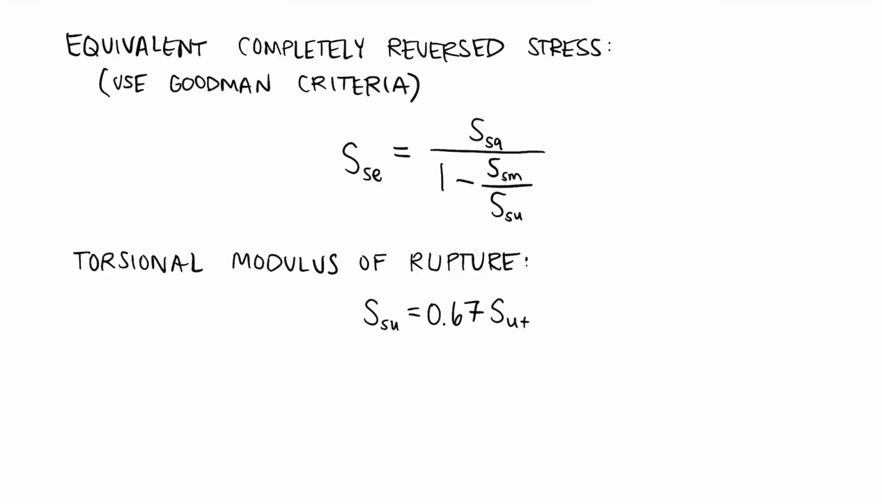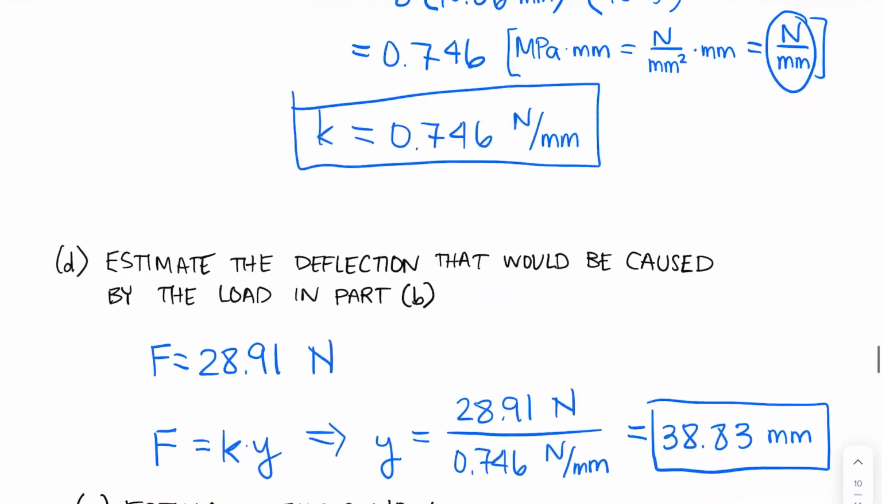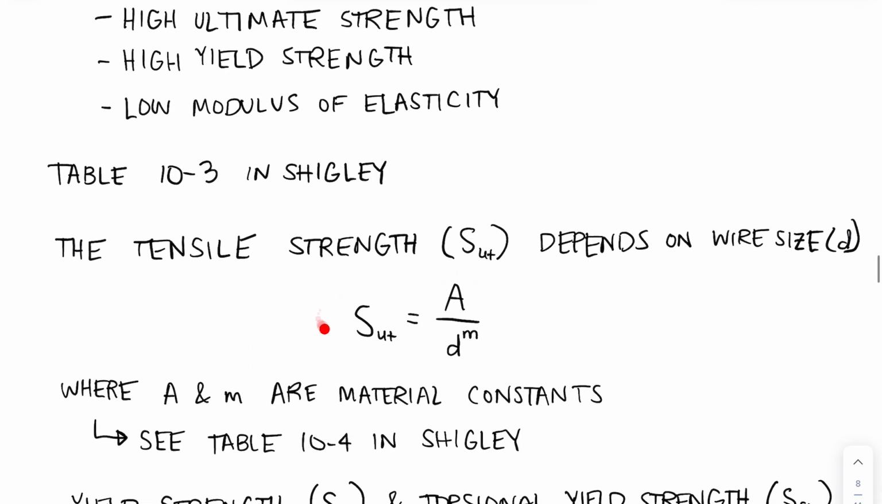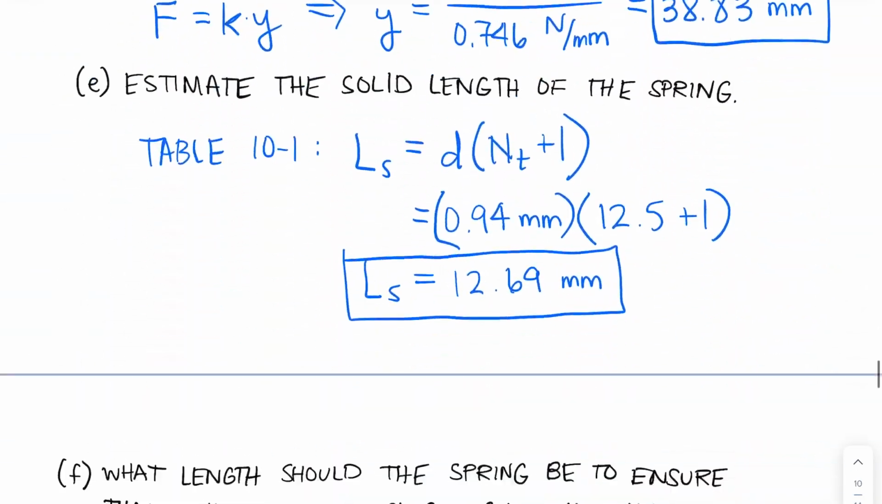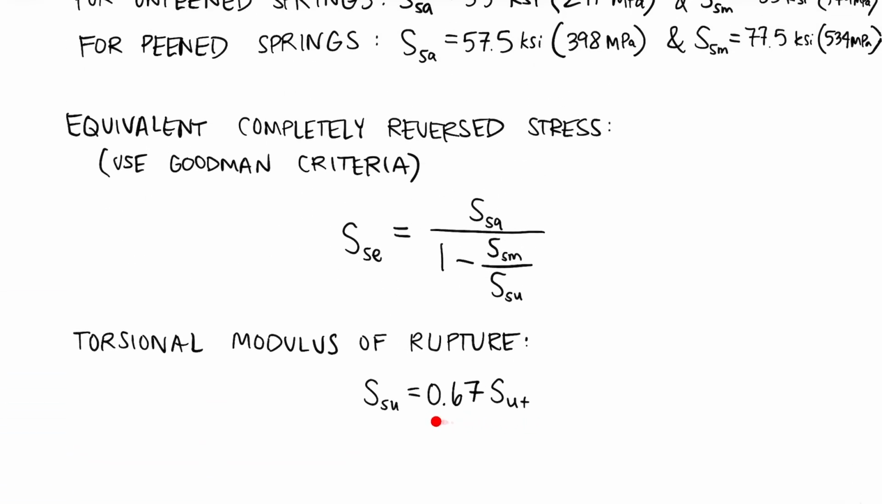And remember that this ultimate tensile strength is a function of the wire diameter. We found an equation for that in the previous video. I'll just scroll up in the notes to highlight it for you, it is this equation here. So you'll need to know your material so that you can find your constants A and M in table 10-4, and your wire diameter, so you can plug that in. Then this equation will give you ultimate tensile strength, and then you can go down and estimate your torsional modulus of rupture as 67% of that number that you get.